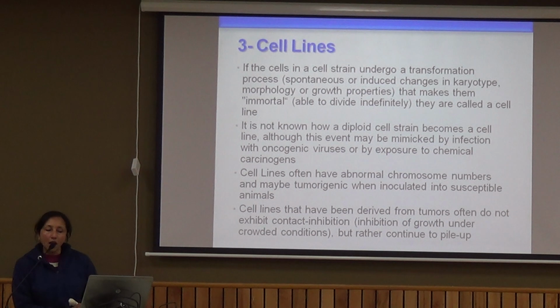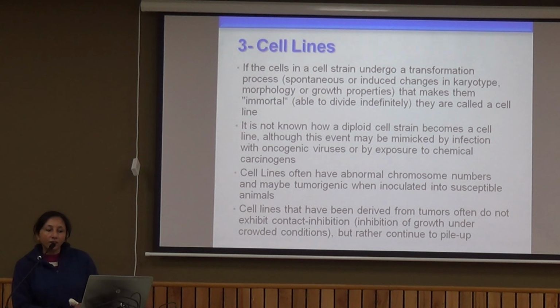It is not known how a diploid cell strain becomes a cell line, although the event may be mimicked by infection with oncogenic viruses. That is, it is said after infection with certain viruses, the cell is transformed and it becomes immortal. It doesn't die. It keeps on dividing and surviving in laboratory conditions.